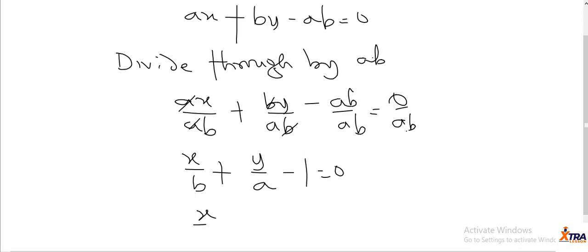So we have x over b plus y over a equals 1.